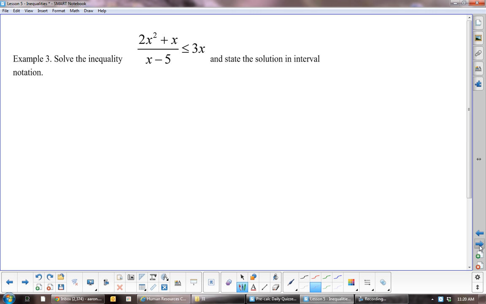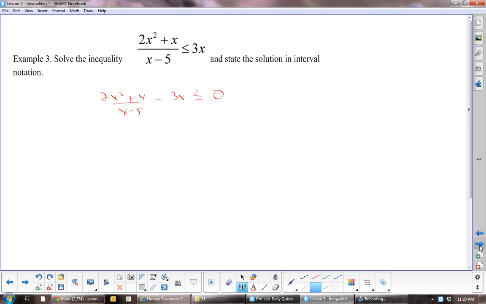Okay, so this one here, how do we get everything on the left? Algebraically, what should I do? Multiply by x minus 5, but that wouldn't get everything on the one side. Minus 3x, right? If I divided by 3x, would that help? If I did, what would be left on this side? 1. That's not getting everything, right? We want to get everything. So don't divide. You're going to have to subtract. So that's 2x squared plus x over x minus 5 minus 3x has to be less than or equal to 0.